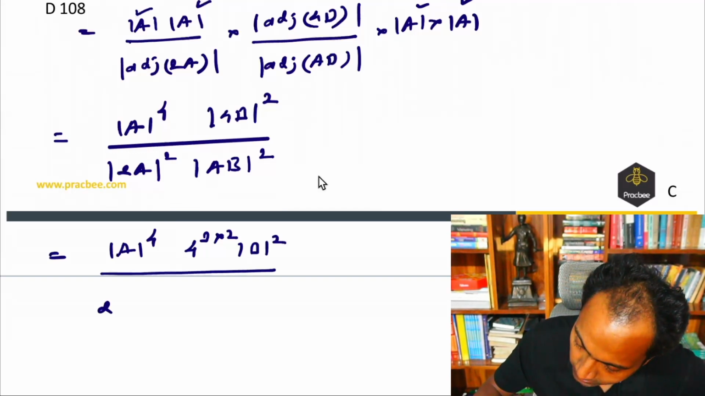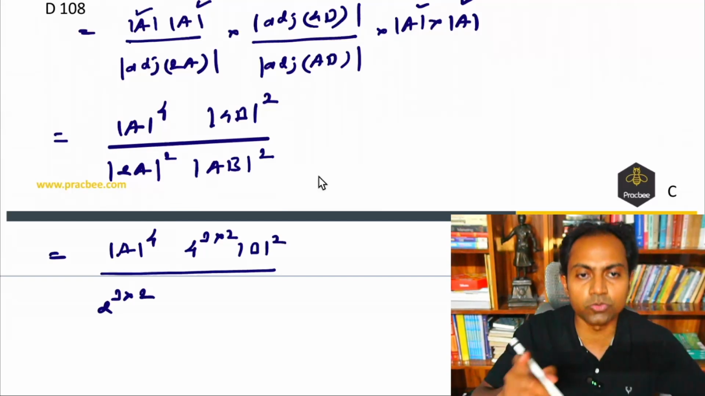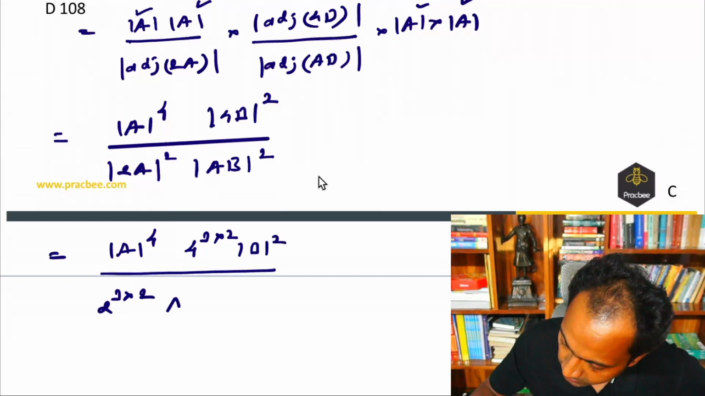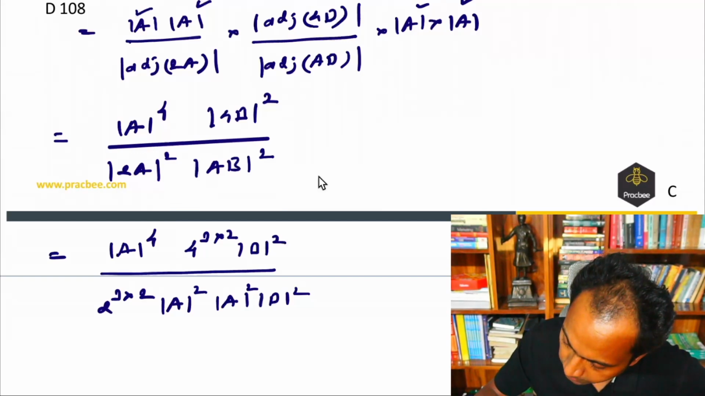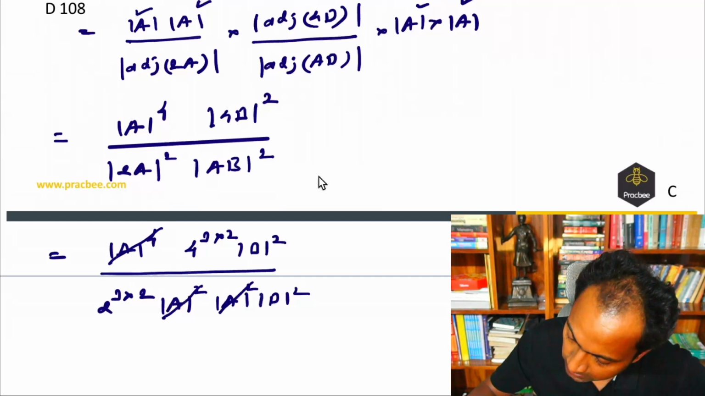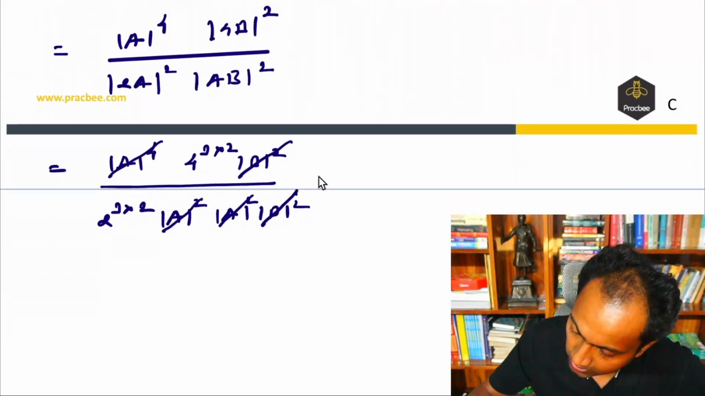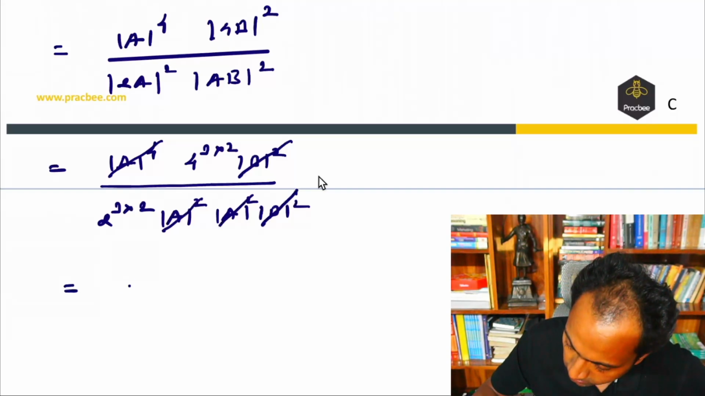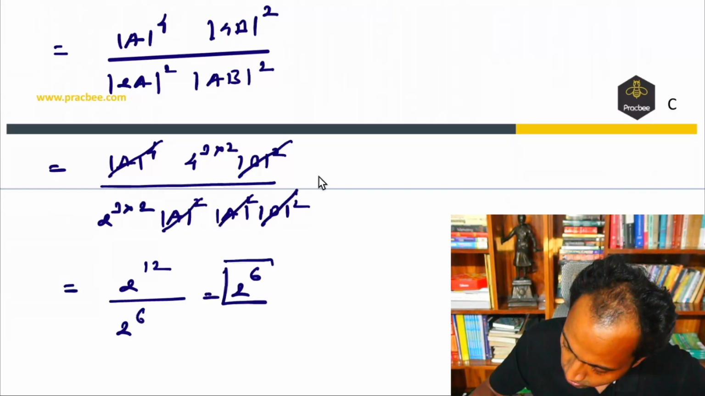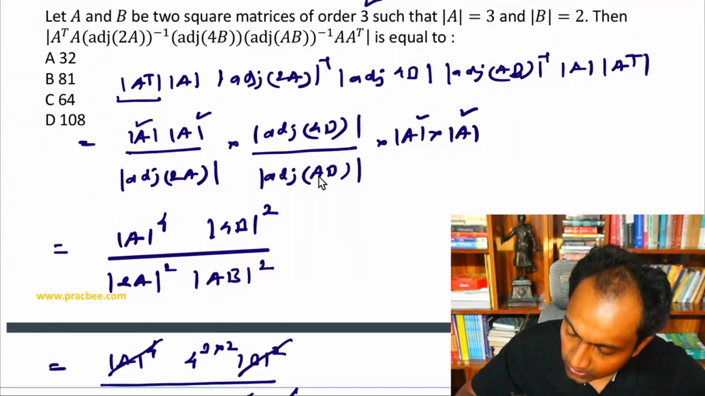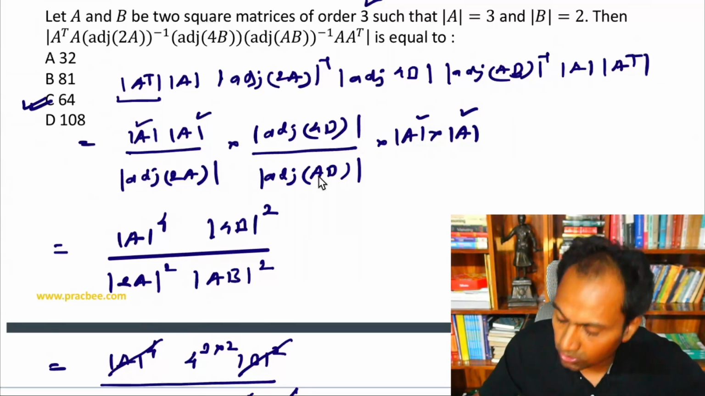Similarly here 2 when it comes out will take power 3, then 2 because it is 2 raised to the power m. And then this becomes determinant of A whole square. This becomes determinant of A whole square, determinant of B whole square. You can see that all the 4 powers of determinant A got cancelled out. All the two powers of determinant B got cancelled out. What we have is nothing but 2 raised to the power 12. 4 into 3 will become 6. 6 into 2 will become 12. This is 2 raised to the power 6. The answer comes out to be 2 raised to the power 6. 2 raised to the power 6 is 64. You can see that C option matches.